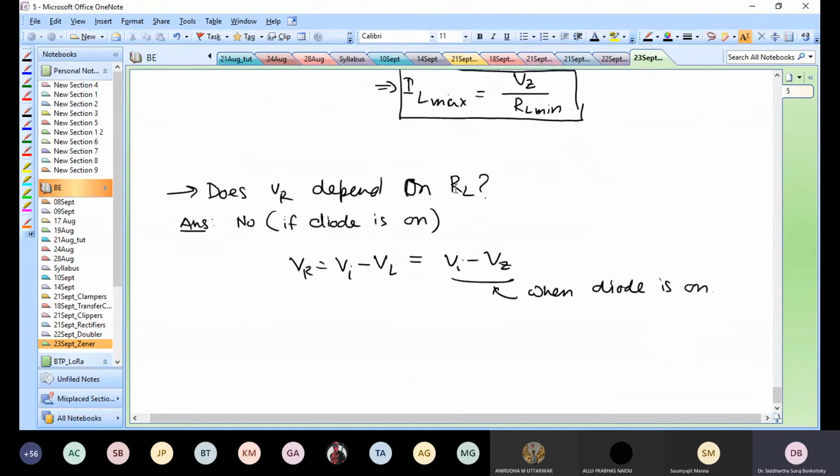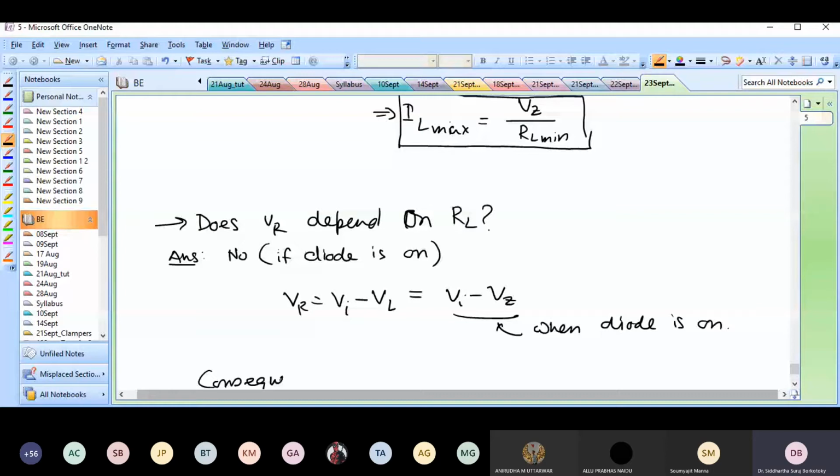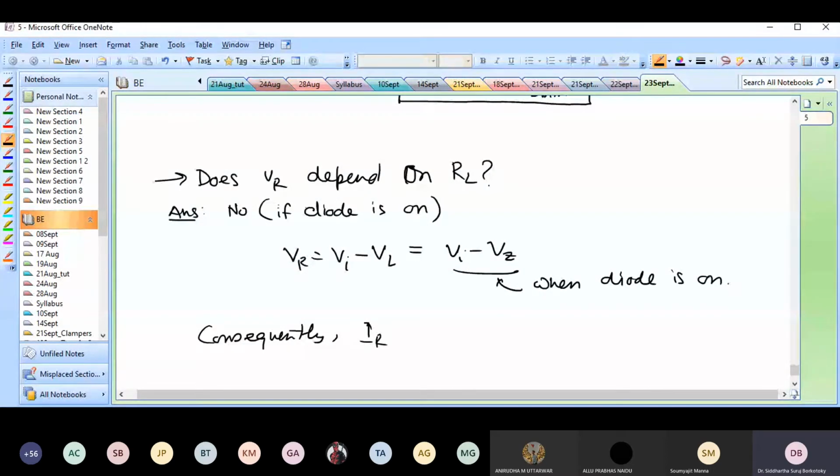And because this resistance is fixed, consequently the current should also be fixed. IR is also fixed. So basically, IR is VR by R. VR is fixed, so this thing is fixed. That is, it does not change with RL.